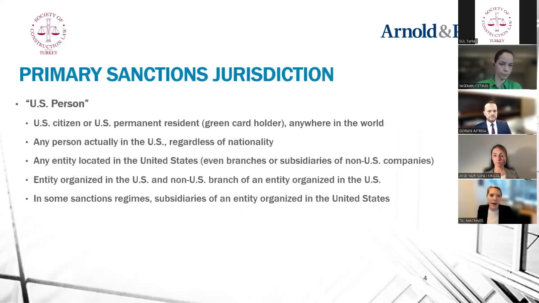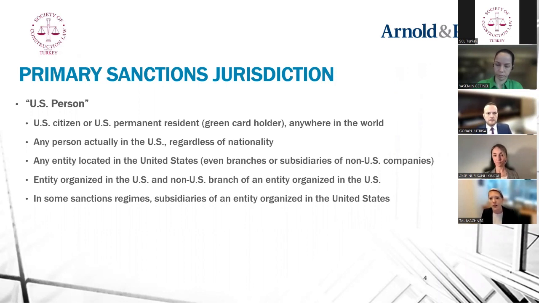So taking a step back to returning to primary sanctions, I'll go into a little bit more detail on when the United States has jurisdiction in the context of primary sanctions. So again, here we're talking about the circumstances in which the United States has the power to require all of us to comply with primary sanctions laws. So first and foremost, the United States requires all US persons to comply with primary sanctions laws.